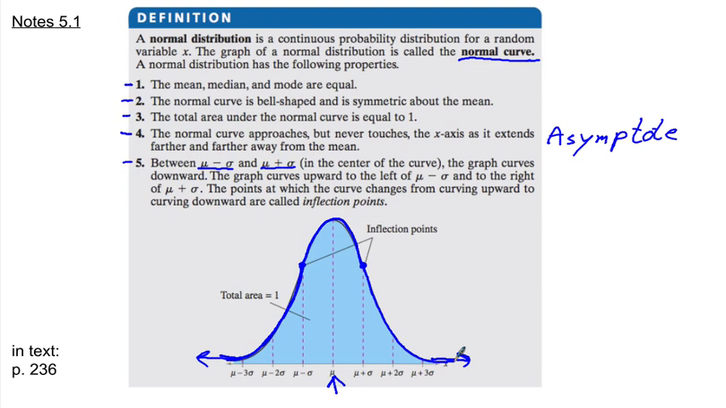So now pause the video to copy this chart down, and you can summarize number 5, talking about the inflection points happening at 1 standard deviation above or below the mean. Or you can copy this chart down, if it's easier to read, from your text on page 236.